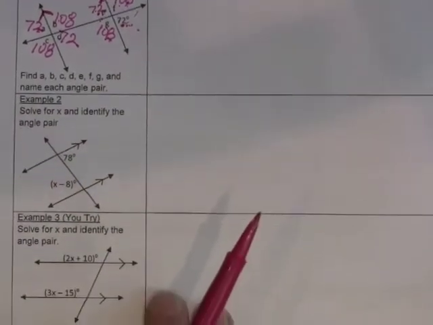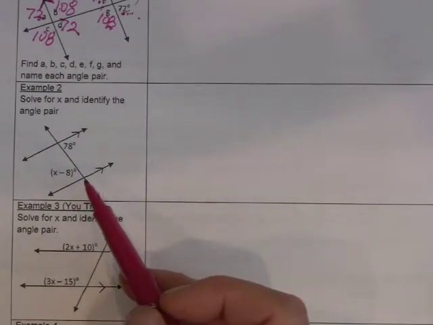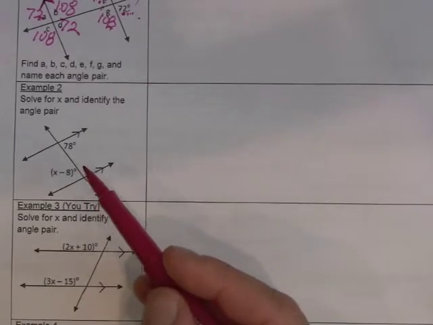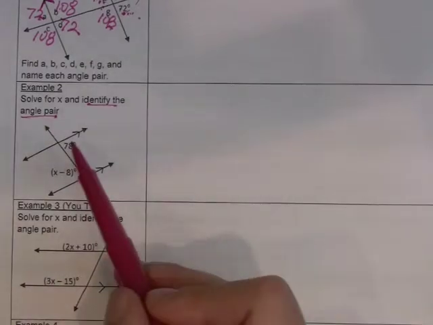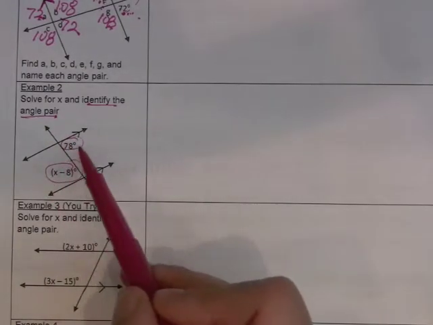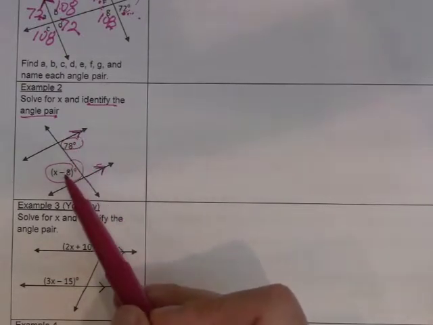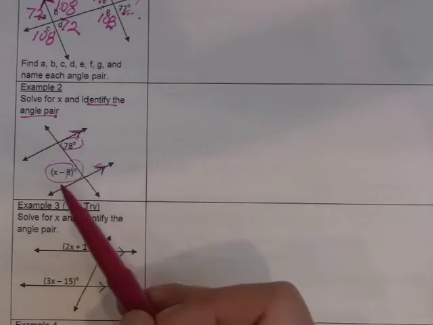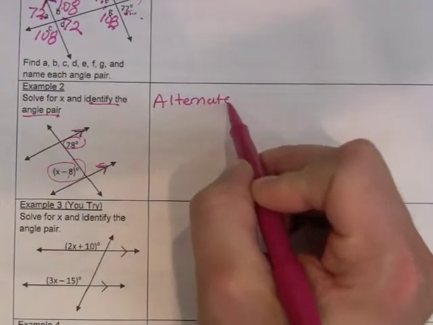Okay, moving on to example 2. In example 2, we have to use the angle relationships to determine what type of equation to set up to solve for the variable. So we need to solve for x. What you want to do first is identify the angle pair. Looking here, since the lines are parallel, these angles are inside the two lines on opposite sides of the transversal, which would make them alternate interior angles. So I know that they're alternate interior angles.